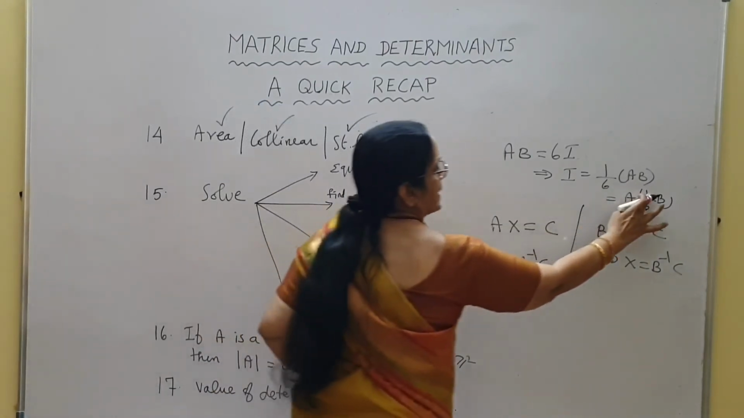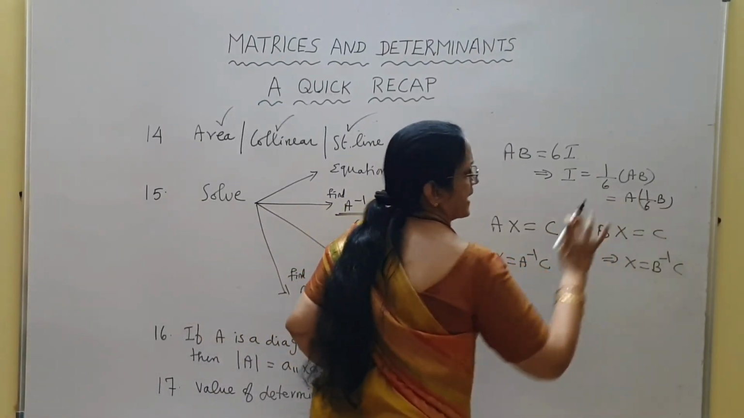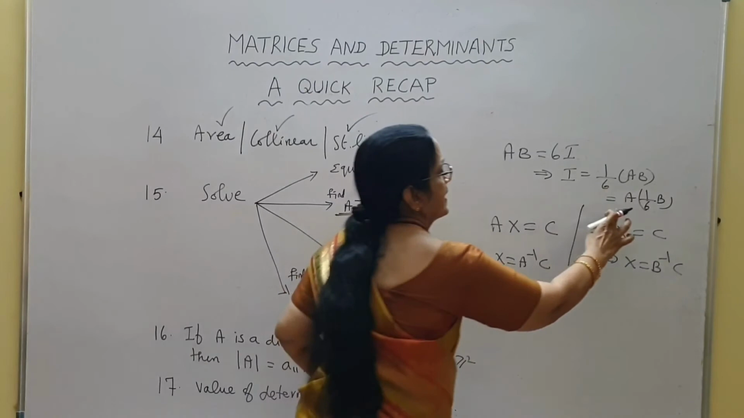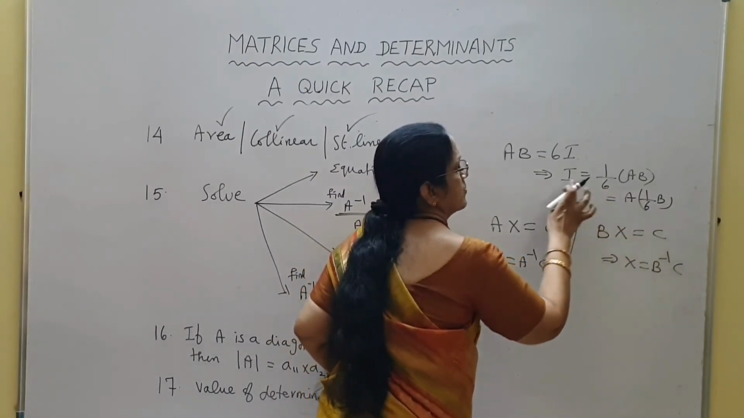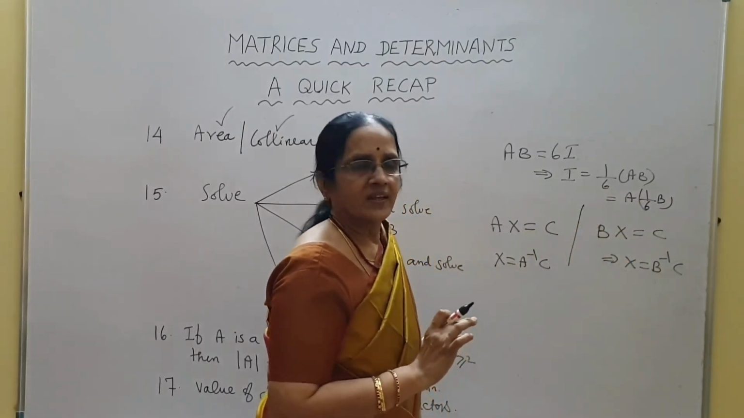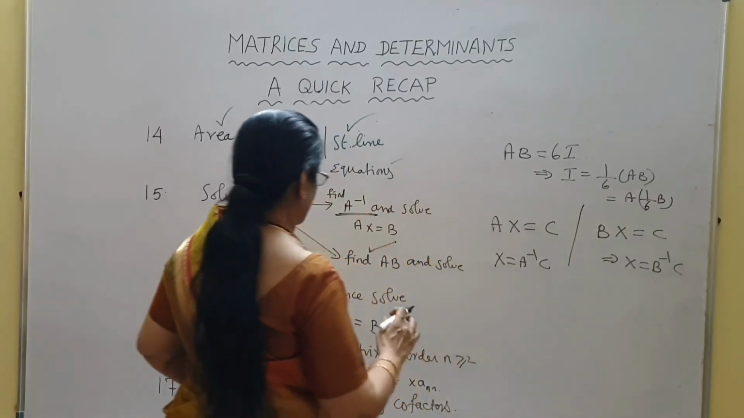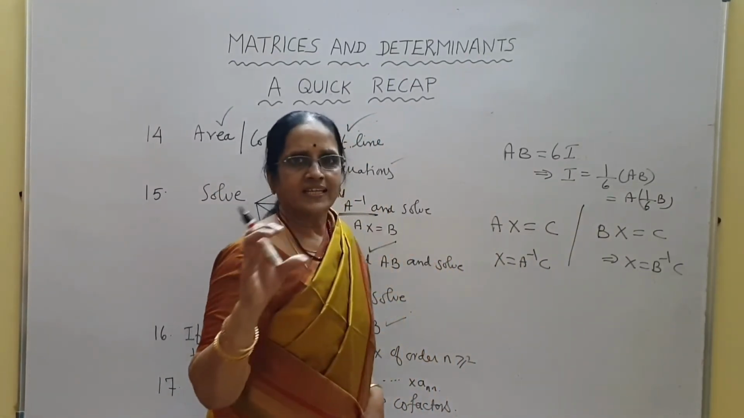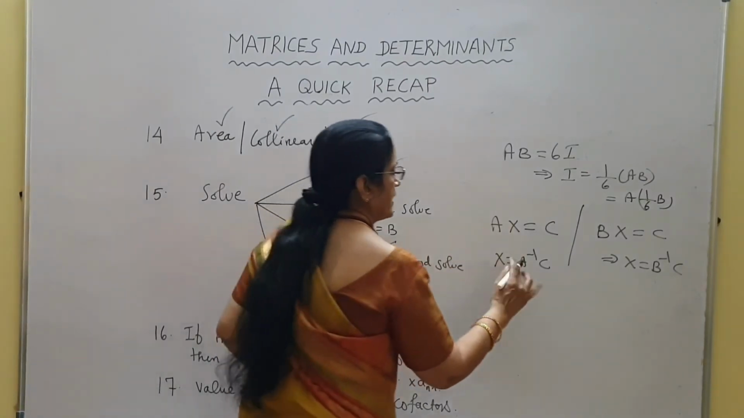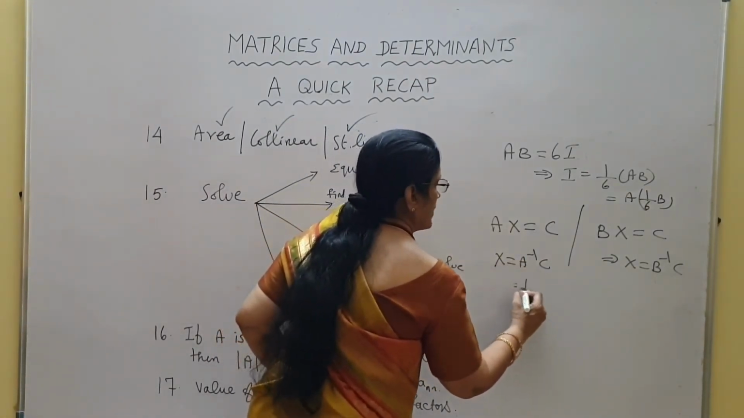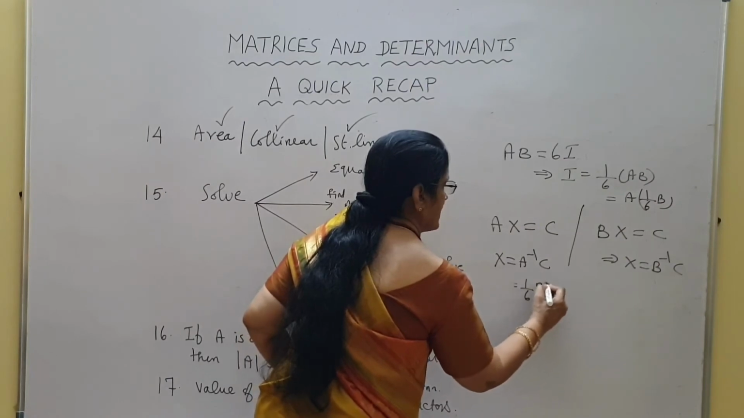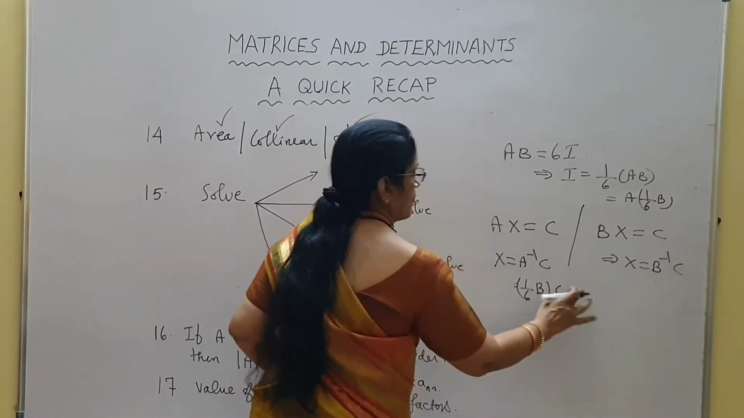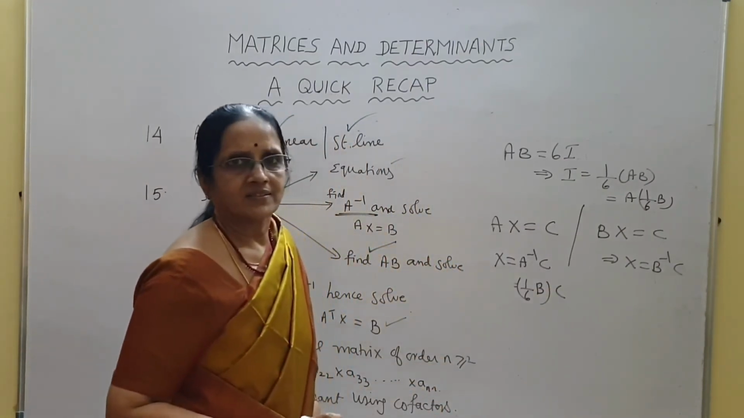So, 1 by 6 of the matrix B should be A inverse, because A into A inverse equals I. I know the matrix B because you will be given the matrices A and B, only then you are finding out the product AB. So here you will be substituting 1 by 6 of the matrix B into C. You know how to do it later on.